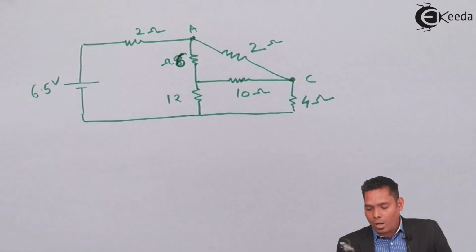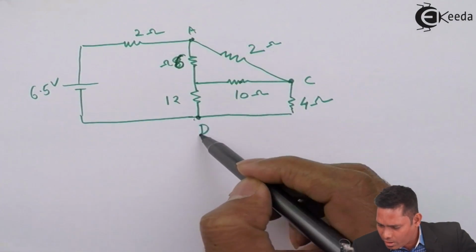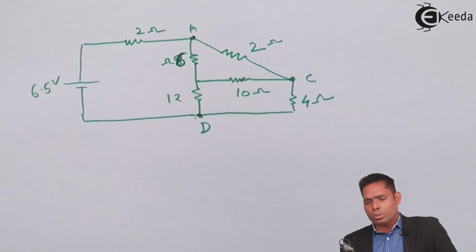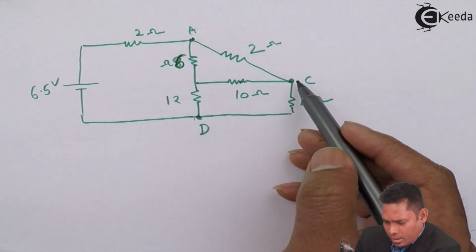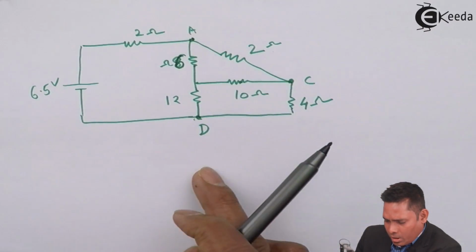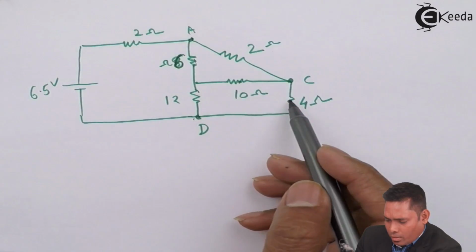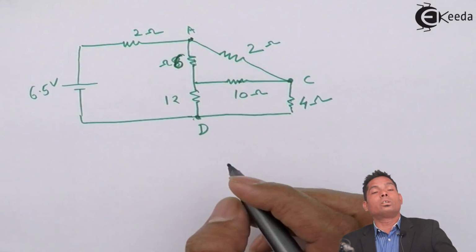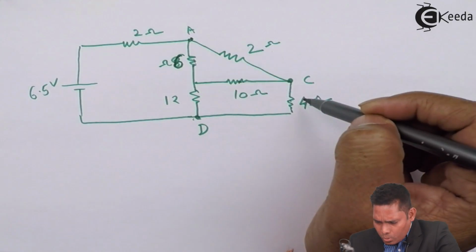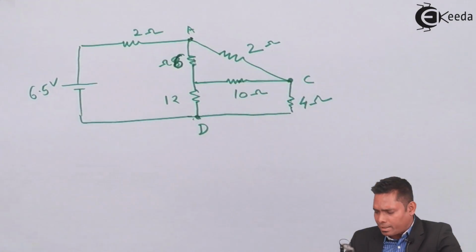Now if I name this point D, then looking at A and D, this is again a Wheatstone bridge. AC is one arm. I can pull this down here, the D point, then CD. So these 2 arms are the lower arms, these 2 are the upper arms, and this is the diagonal where generally we used to connect a galvanometer. The upper arms ratio is 2:4, and the lower arms ratio is 6:12. So this is half, this is also half, that means this is a balanced Wheatstone bridge.